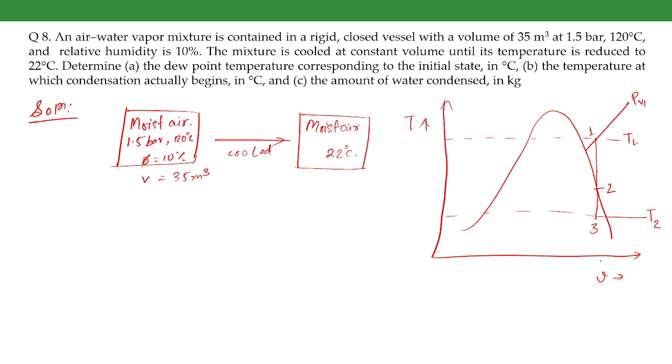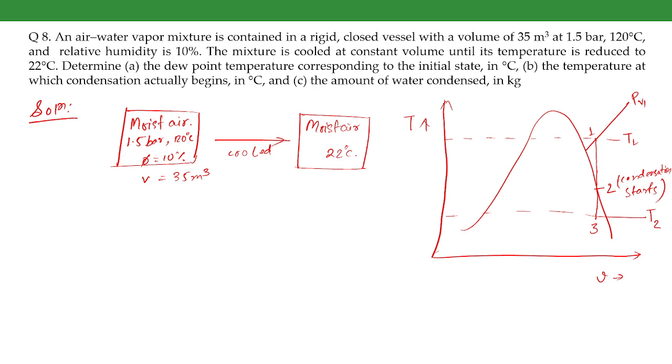Okay, it moves via a constant volume line. This is the point, state 2, where condensation starts. So we first have to determine what the dew point is corresponding to the initial state, that is at 1.5 bar total pressure and 120 degrees Celsius.